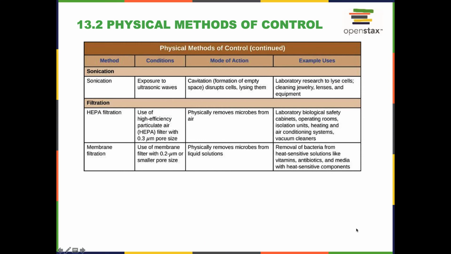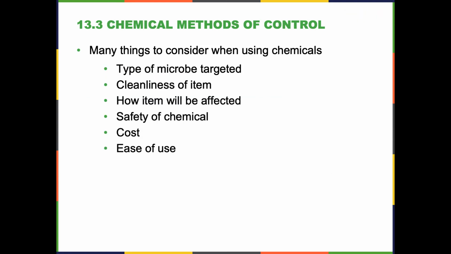All right. So, when it comes to chemical control, things are a little bit different here now. Chemicals are so different. Microbes are so different. There are many things to consider when using chemicals. So, first and foremost, what type of microbe are you targeting? That, of course, includes gram-positive, gram-negative bacteria, but also the difference between bacteria versus a virus versus a protist versus an algae. What do you expect to be there? What's going to cause you the most problem?